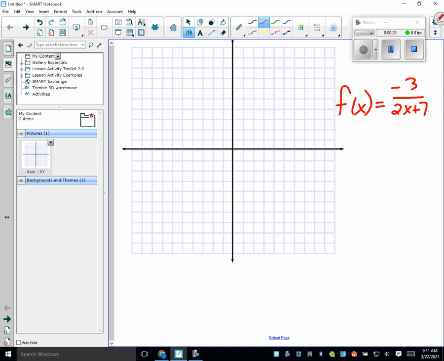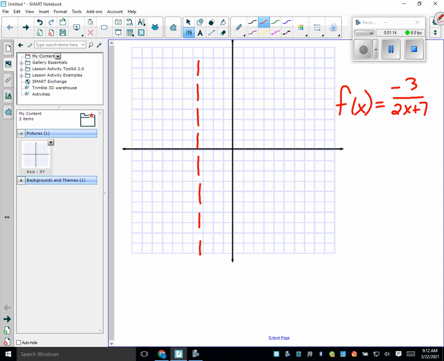Asymptote first. Is there a vertical asymptote? Yes? What is it? Every asymptote has to have a letter with it. X equals -7/2. Do we agree? So here is my first asymptote. Everybody agree? Is there another vertical asymptote?